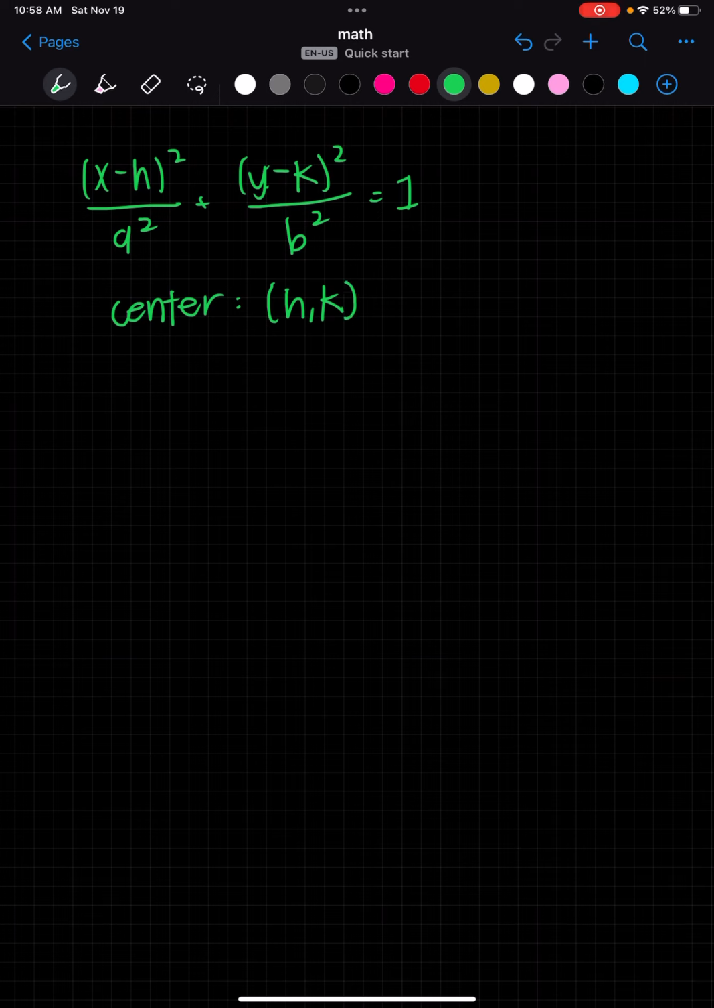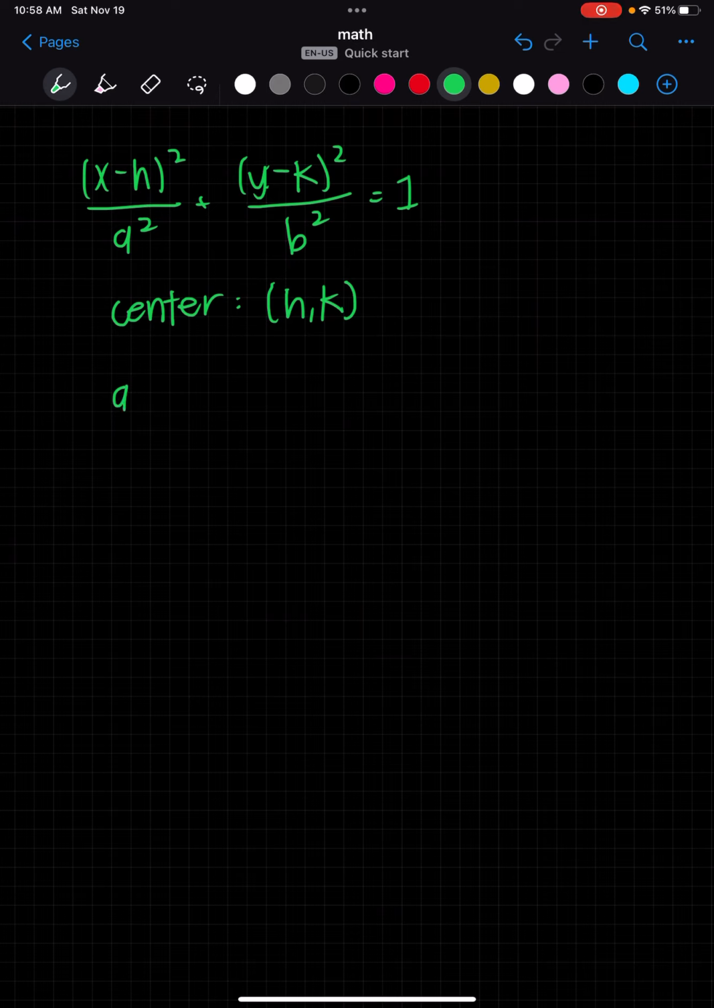I also want you to find, it tells you to find the foci. I don't want you to find the foci, but I also want you to find the vertices and the co-vertices. So the vertices, ellipses are oval, so the vertices are like the edges or the corners of the edges of the longer side, and then the co-vertices are the edges of the shorter side. It depends on which one's bigger.